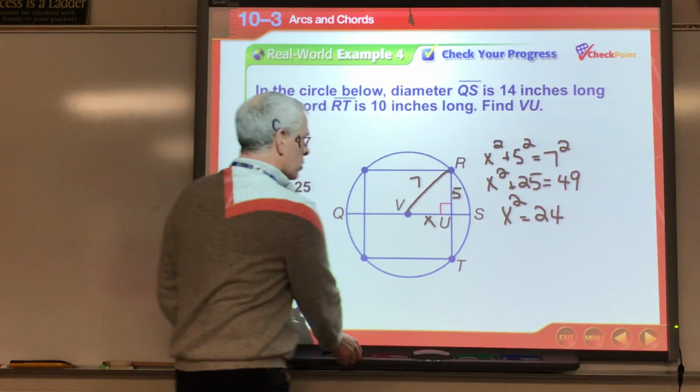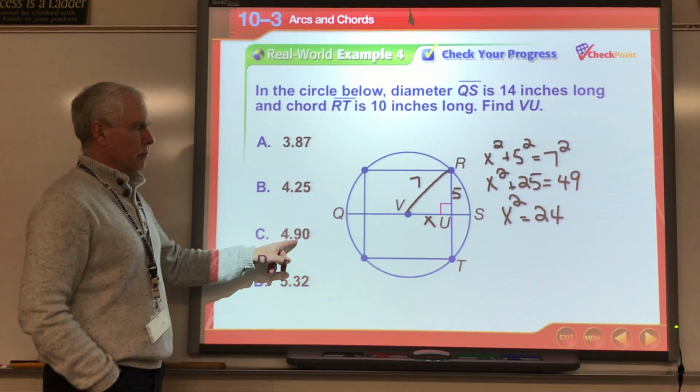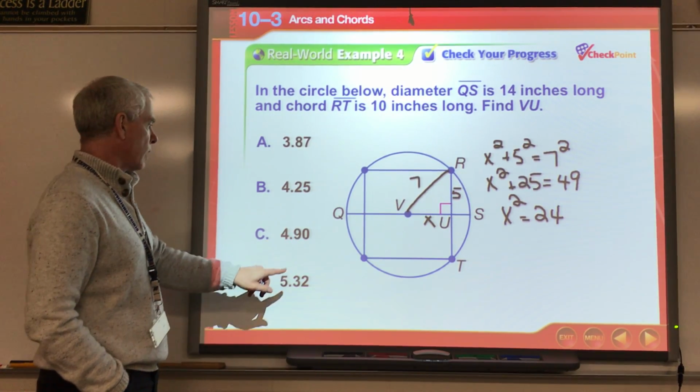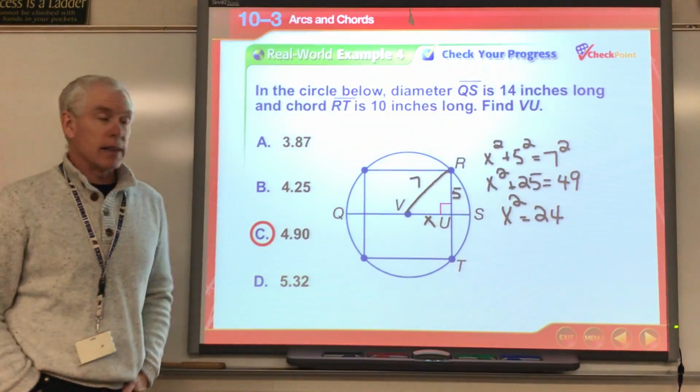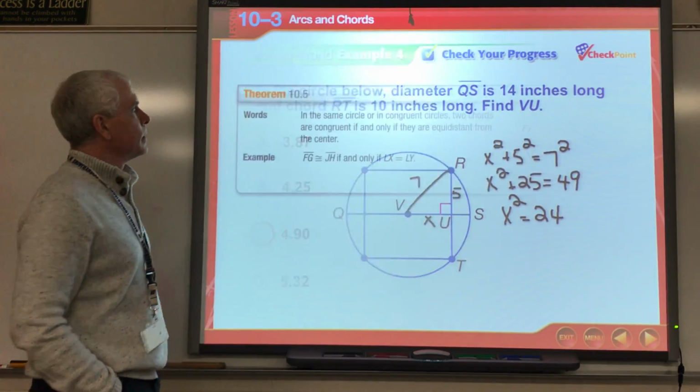And then I have to take the square root of both sides. So the square root of 24 is very close to 5, because the square root of 25 would be 5. You can use your calculator to find that, but that's how I would set that problem up. Probably the trickiest one you'll do in the homework today.